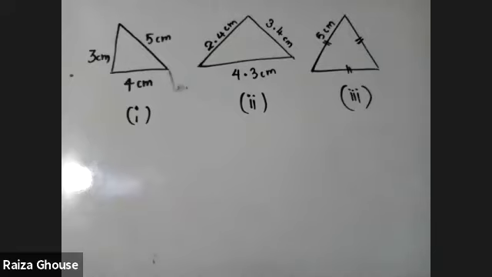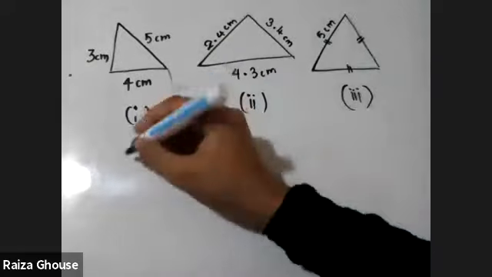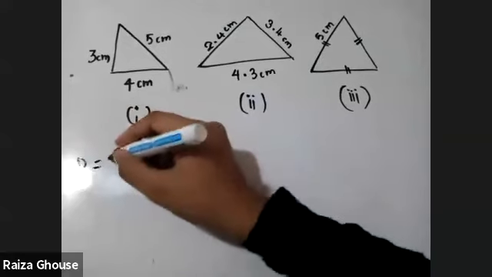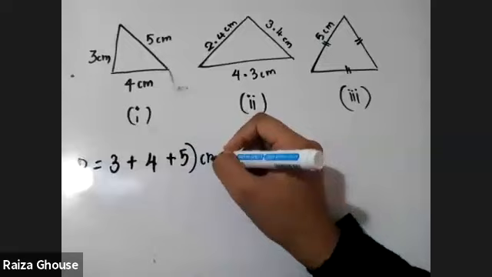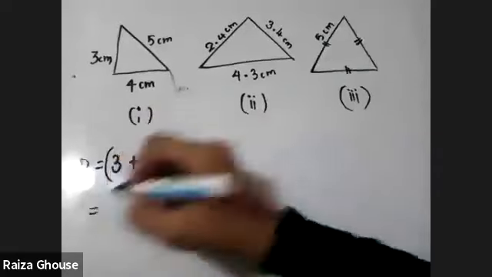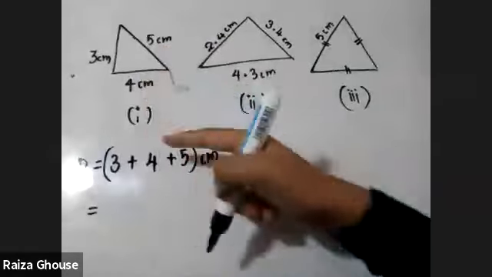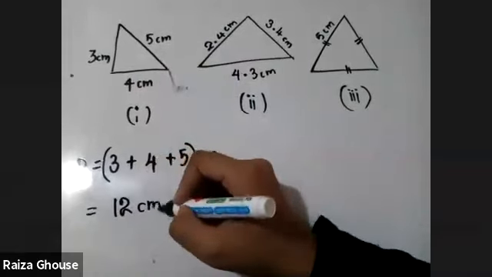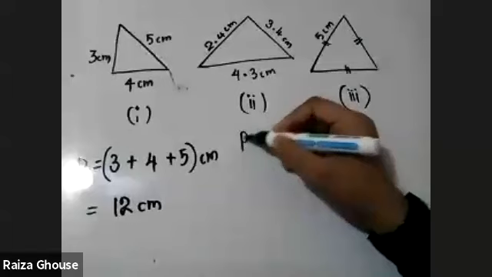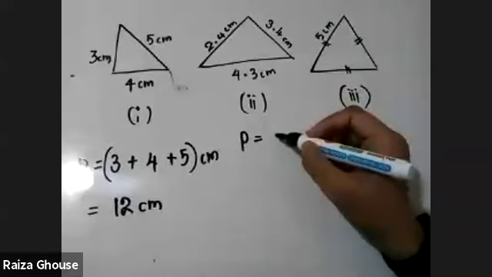Okay, correct. Let's not take much time. Perimeter here is equal to 3 plus 4 plus 5. All are centimeters. Units is a must. 5 plus 4 plus 3, you are getting 12. So I got some 11 centimeter answers. Silly mistakes. 12 centimeter.